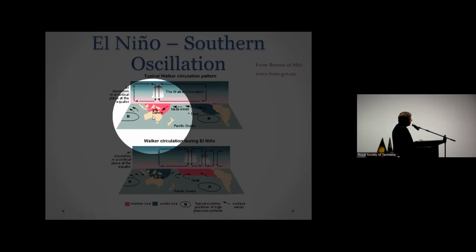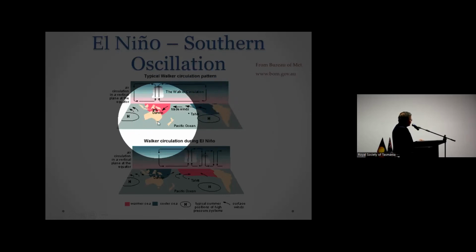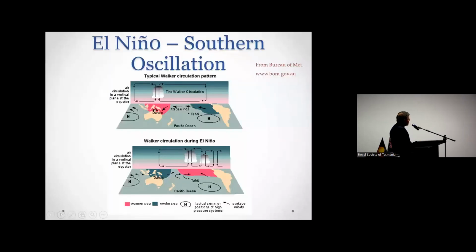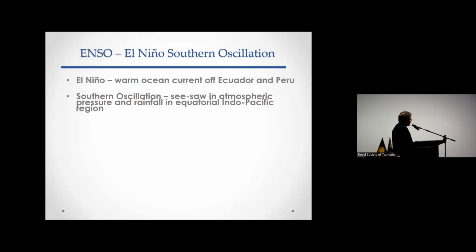That's the situation we have at the moment, and in that type of situation we have quite strong uplift, a Walker circulation that's even stronger and tends to descend more into the Pacific. So the El Niño is a situation where the warm ocean current flows down the coast of Ecuador and Peru. The Southern Oscillation is the seesaw in the atmospheric pressure and rainfall, and it's measured by what's called the Southern Oscillation Index.